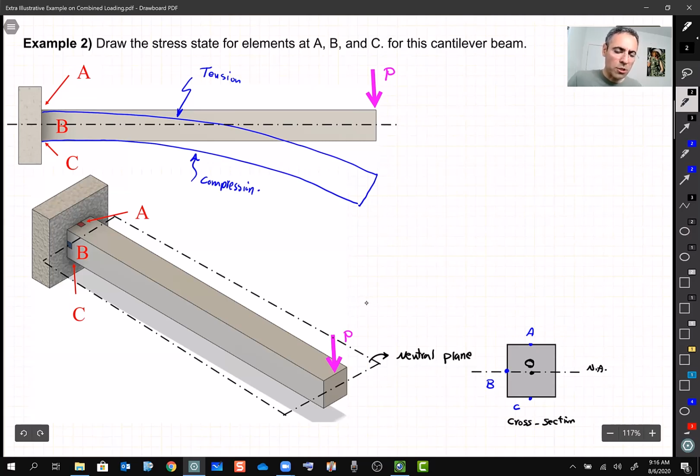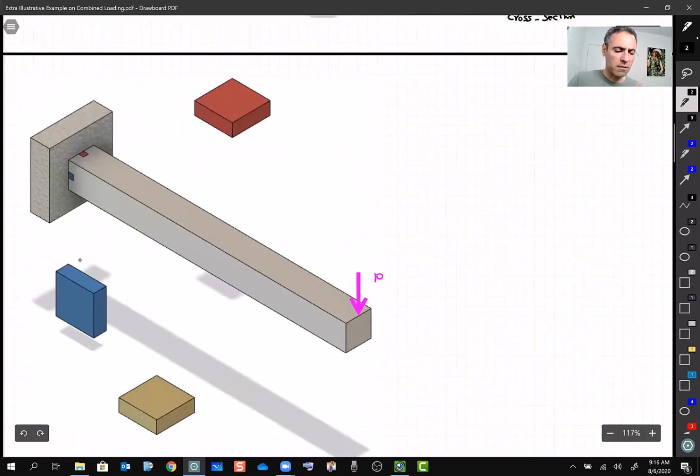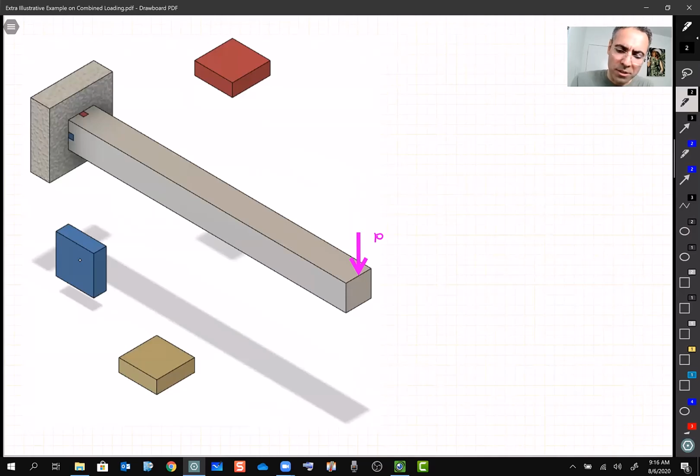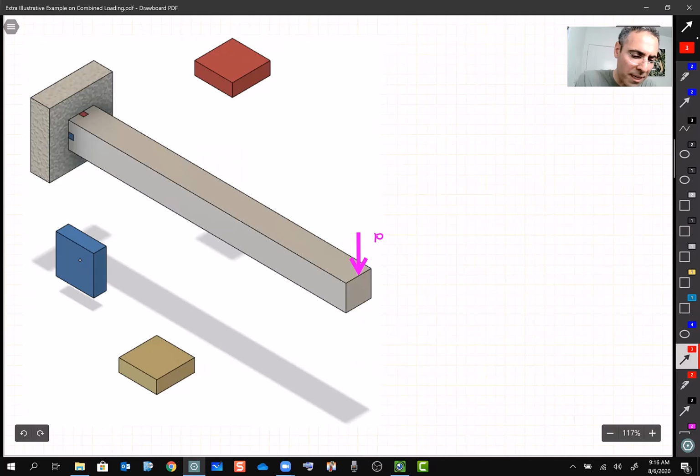Now our goal is to draw the stress element for A, B, and C. Let's do that. From what I just explained, it should be easy for us to figure out this element is under tension, right? This is point A. Point B, nothing is going on there, and point C is under compression.